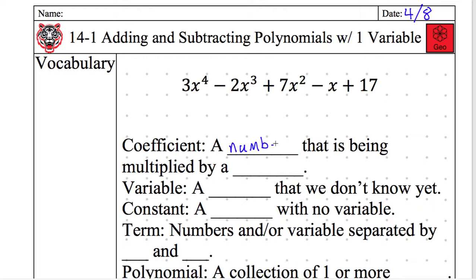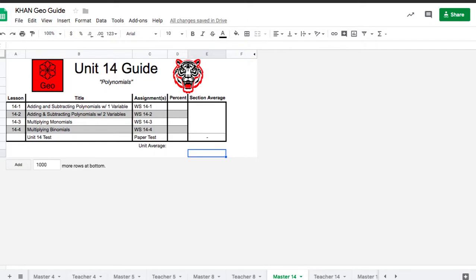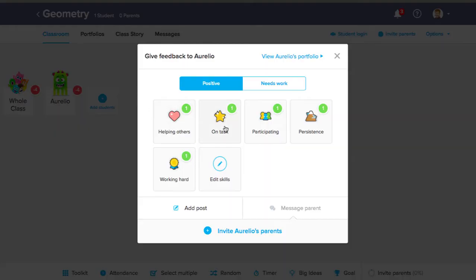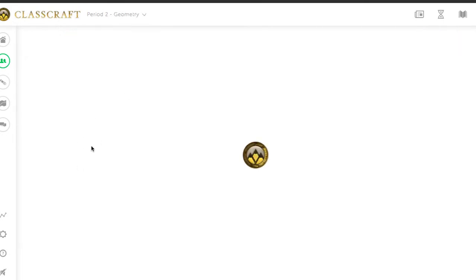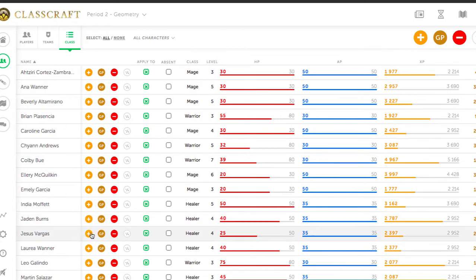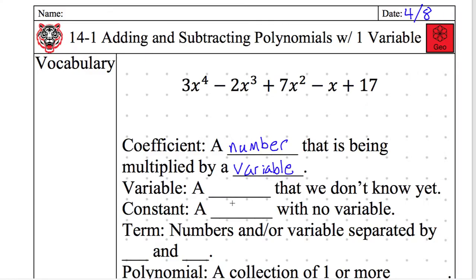Here's my card, by the way. A number that is being multiplied by what? A variable. Was it you, Aurelia? It is a number that is being multiplied by a variable. So if I come back over here to Classroom Dojo, +1 for participating. Chewy, where are you, Chewy?